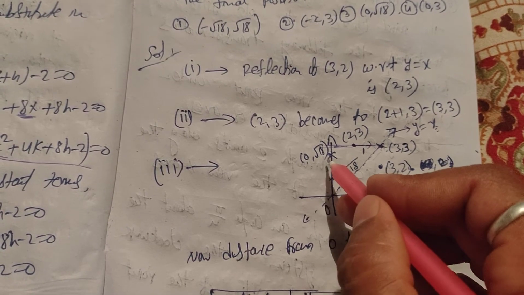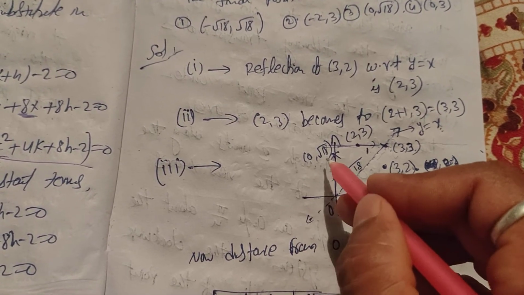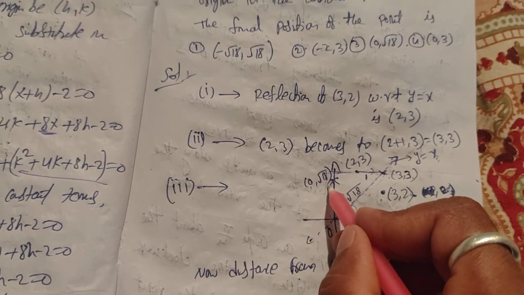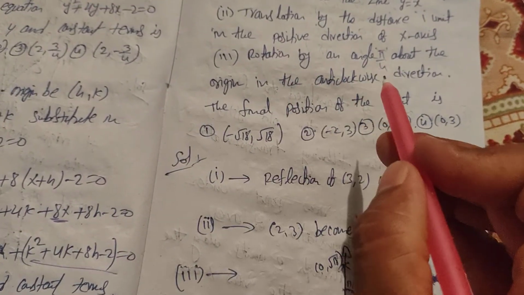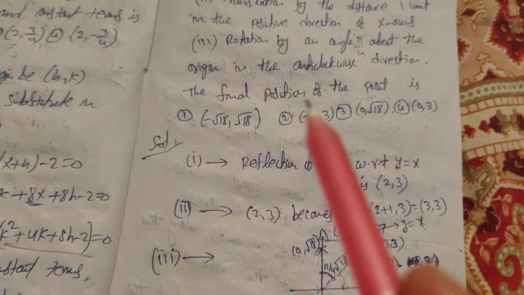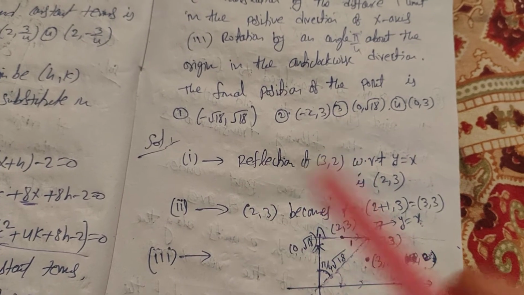So root 18 is nothing but the y intercept. So the y intercept is nothing but the y coordinate. So that is nothing but 0 comma root 18. That is our required point after the third position, rotated by an angle 5 over 4 about the origin in the anti-clockwise direction. But I didn't use the table of rotation of axes here.